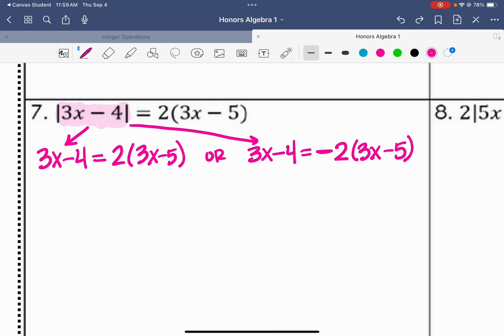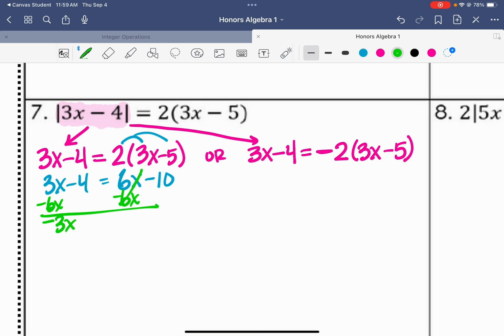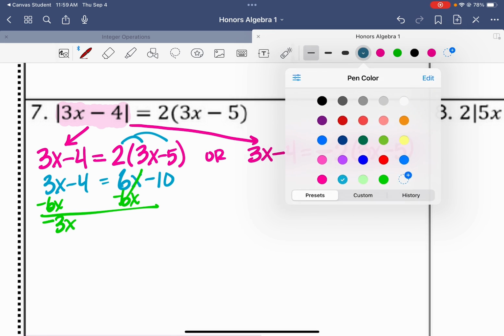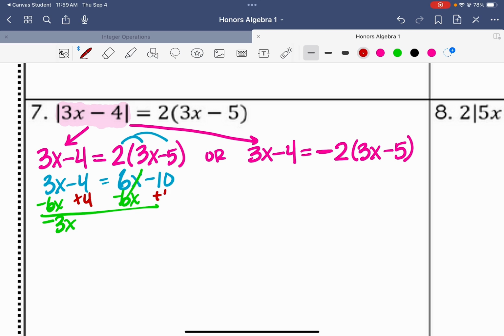All right? So if I go through and solve all of these, if I distribute, I get 6x minus 10 equals 3x minus 4. I'll subtract 6x from both sides. I get negative 3x, but at the same time, just to save me some space, I'm going to add 4 to both sides. So I get negative 3x equals negative 6. So x could equal 2. Okay, that's the first one.